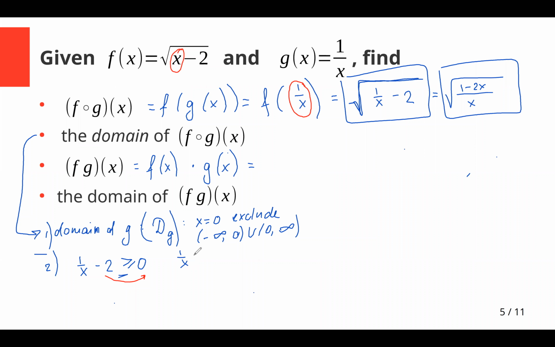1 over x greater than or equal to 2, right? Okay, now what we can think of, because right now my next step will be to multiply both sides by x. But before I do it, look at this expression. If x is negative, we are in trouble, aren't we? Because this entire expression will be negative.